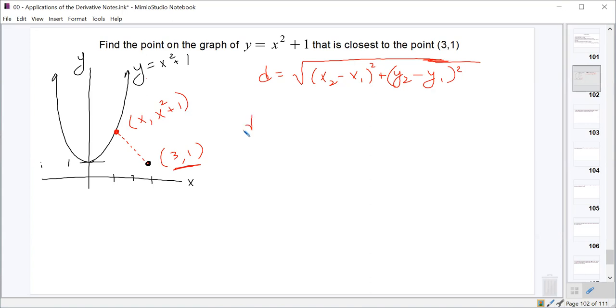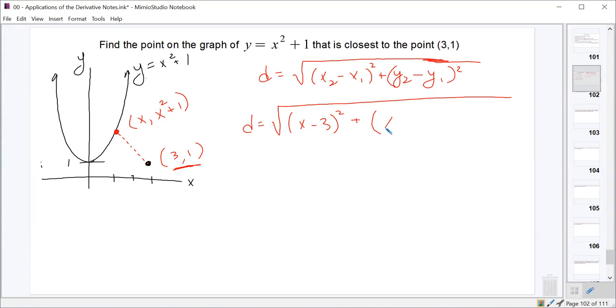So our distance will be the square root of (x2. Let's start with just x here as our x2, so we'll do x minus 3) squared, and then plus our y2, which is x squared plus 1.